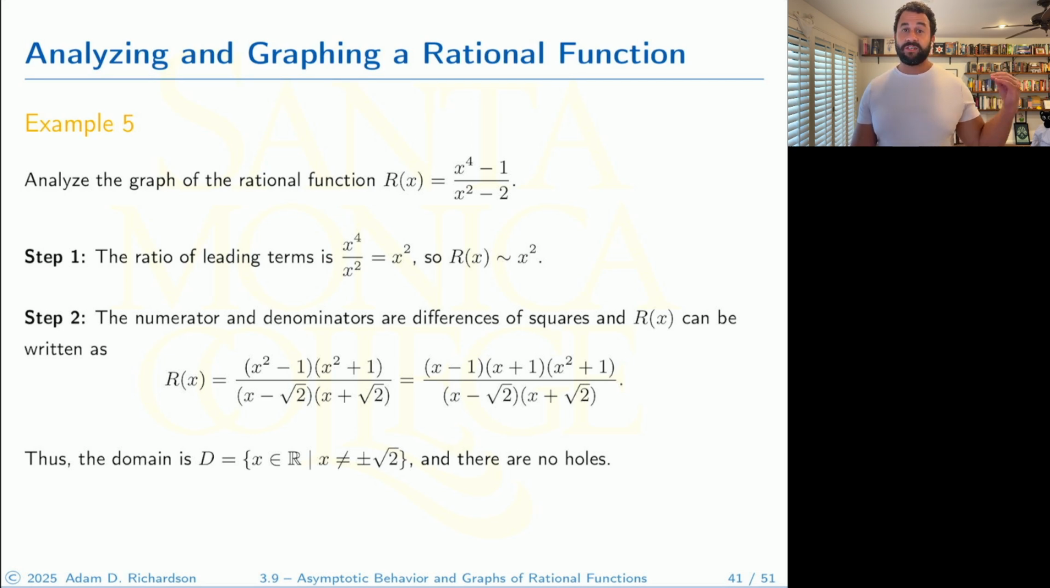Let's see, we need to factor everything. So factor everything over R. The numerator factors like this.